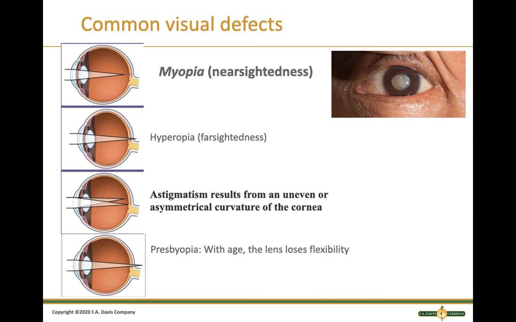And then the last one is cataracts. So you can see a picture of someone with cataracts. This is when the lens gets cloudy and it's hard to see through that. Cataract surgery is pretty common now. They can put an artificial lens in and restore your sight.